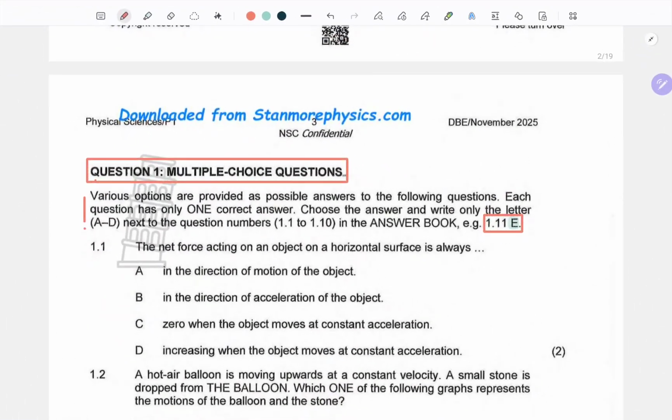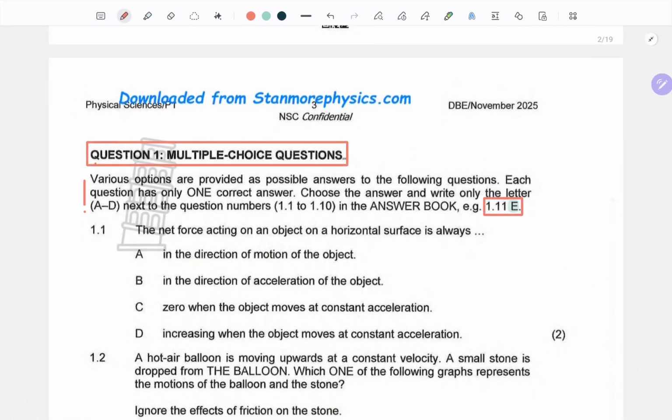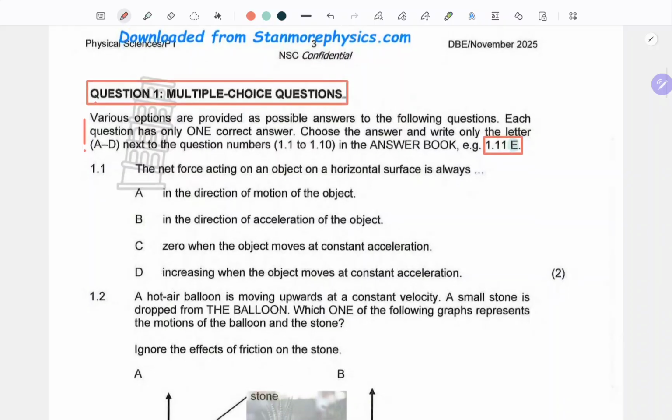Right, I don't know what this is doing. It's irritating me actually. Right, now 1.1 says the resultant force, I hate this word, I wish someone could stop using it.